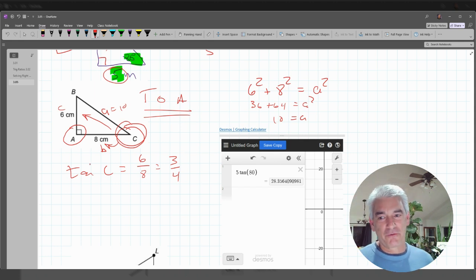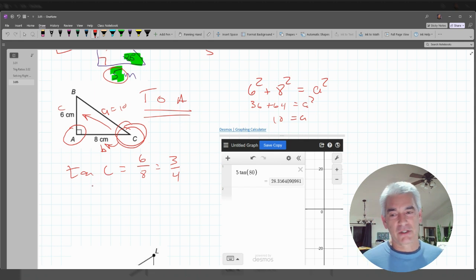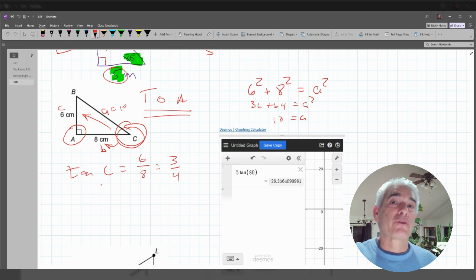So I'm trying to solve for C. I need to get rid of tan. Tan's not like a number I can divide by. Tan is a function, just like squaring is a function, just like raising a number to a power is a function. So I need to undo that.